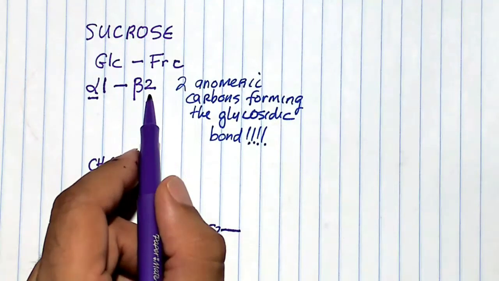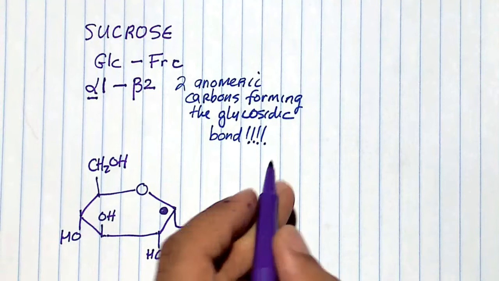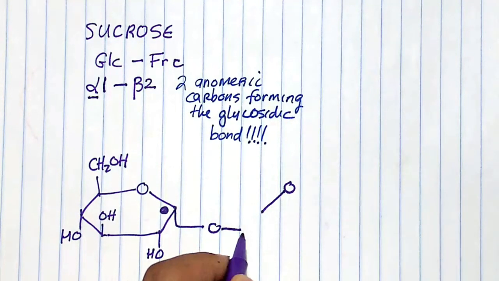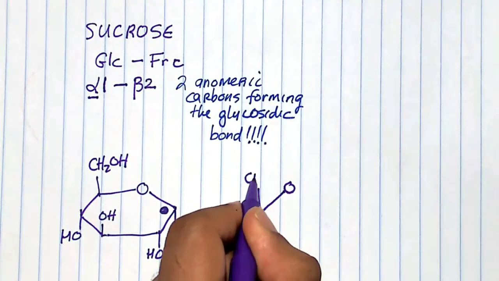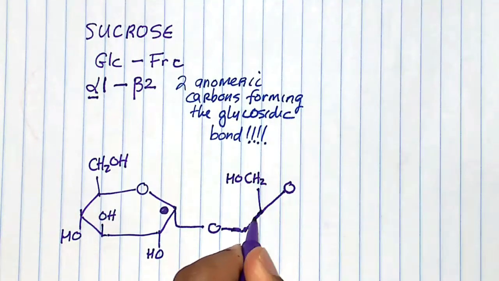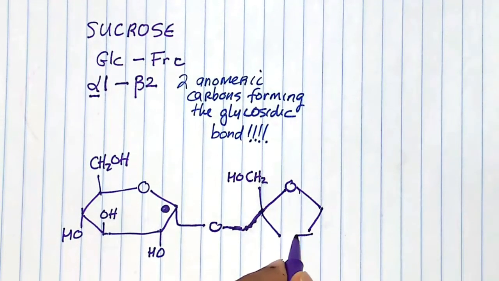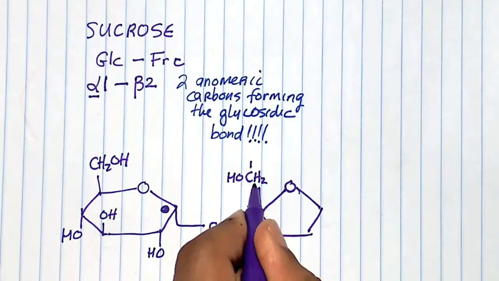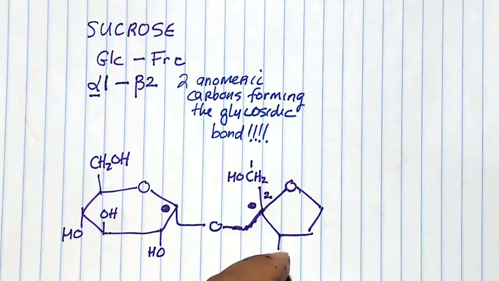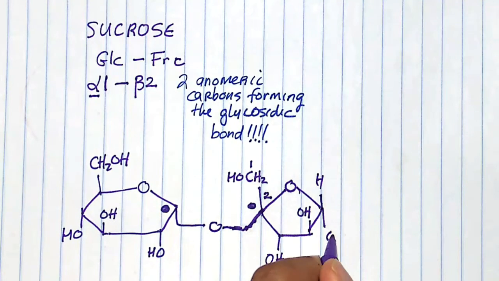And it's going to form a bond with carbon number 2 of fructose in the beta form. So what is the beta form of fructose? Here is the oxygen, here is carbon number 2, here is carbon number 1, here is that bond. This is the anomeric carbon. Carbon number 1 of fructose. Carbon number 2 is the anomeric carbon. Let's continue with carbon 3, carbon 4, and then this is carbon 5, this is carbon 6.